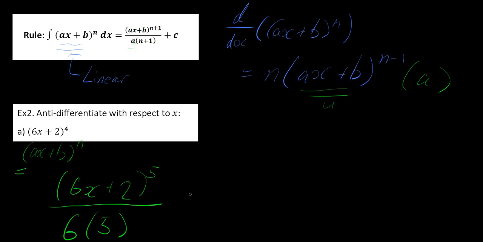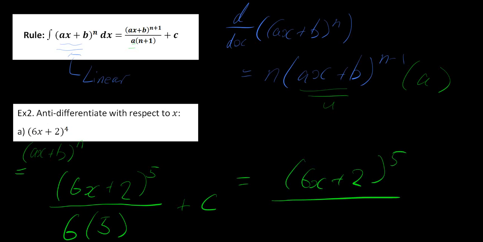Actually, before we proceed, let's not forget our constant. Top can't be factorized any further. Well, I mean, you can take the 3 out of here if you really want to, but it's fine. I think we'll leave it for now. And it's going to be all over 30 plus c, since we are taking the indefinite integral of 6x plus 2 to the power of 4.